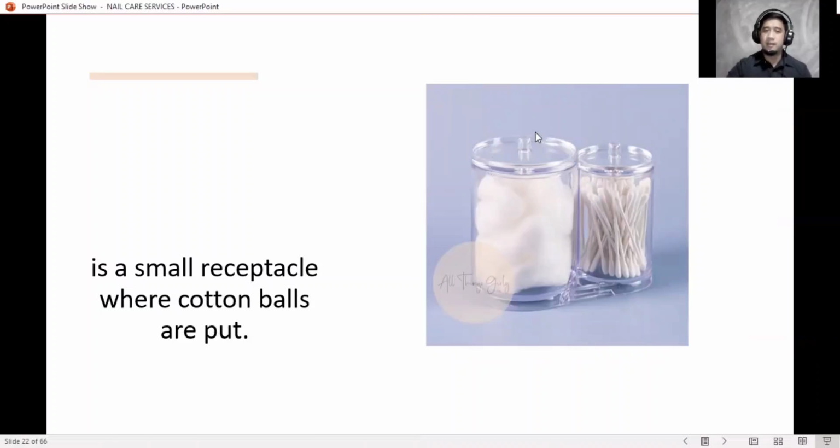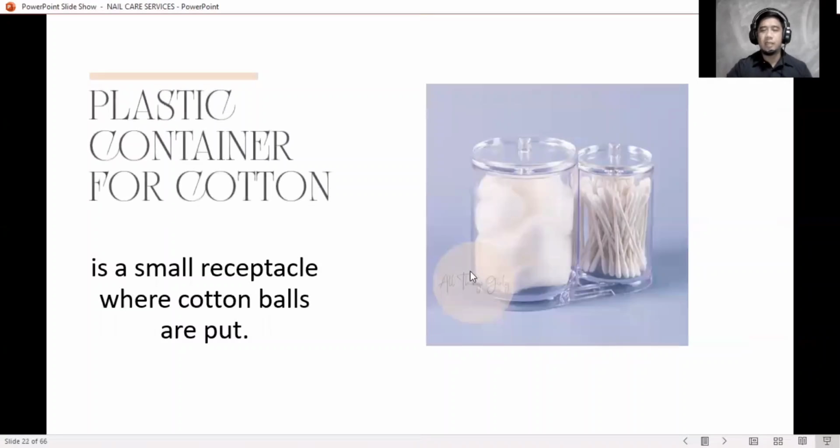Next, it is a small receptacle where cotton balls are put. This one. Okay, we call it plastic container for cotton because we use cotton in nail care services.